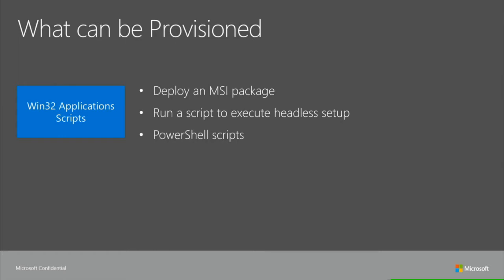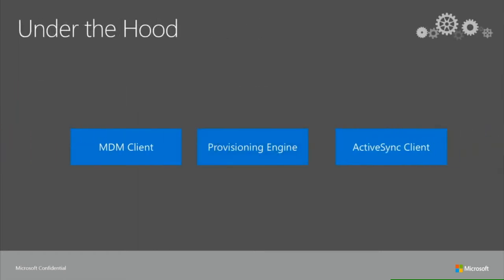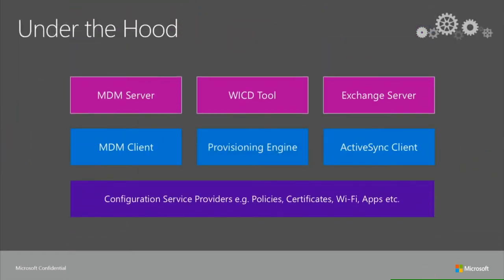Excellent. Thank you. A few words about what happens under the hood, how that thing works. In the foundation of this feature lies a layer of so-called configuration service providers. These providers help to control different aspects of the operating system. Each and every subsystem has a configuration service provider. One example would be Wi-Fi, certificate management, restricting policies, applications, and so on and so forth.